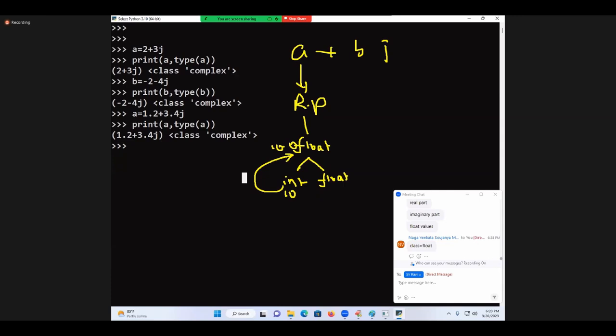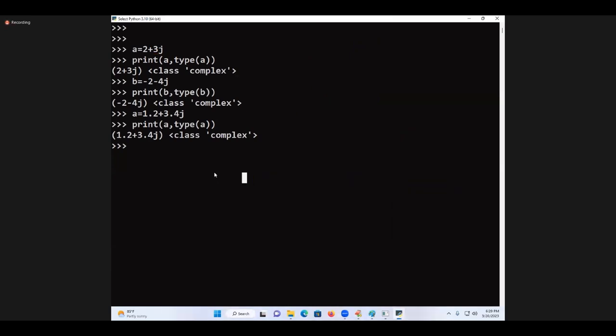Every int is a subset of float. And this is called the imaginary part. The imaginary part is also taken as float. It can be either an int or a float. See students, 3 is called the imaginary part, and its value is taken as float. Are you able to follow now? So I'm going to take up the next point now.